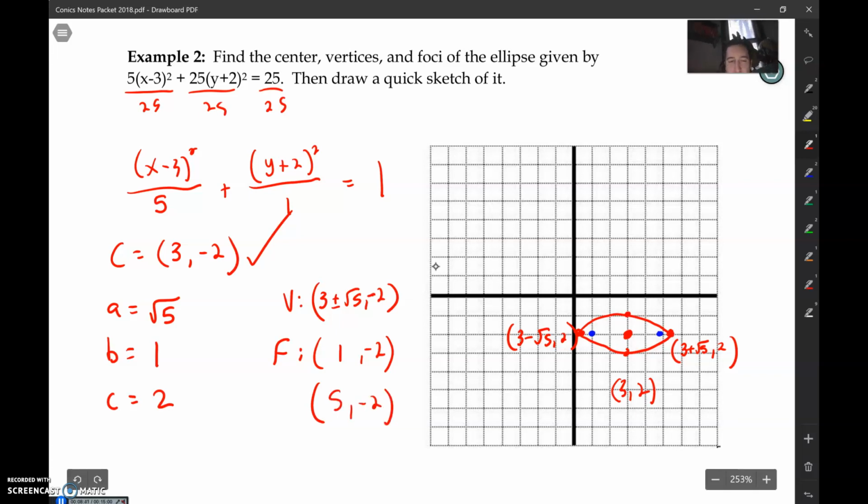Don't believe me? Let's check real quick. Where's the point (1, -2)? Put your pencil on it. Over 1 and down 2, it would be right there on that focal point. And then (5, -2): 1, 2, 3, 4, 5, down 2, would be right there on that focal point. So we got our foci, we got our vertices, and we got our center. And we officially have graphed this ellipse and found its key features.